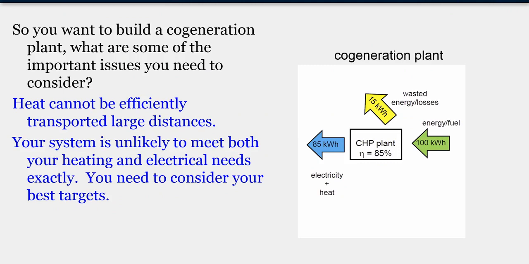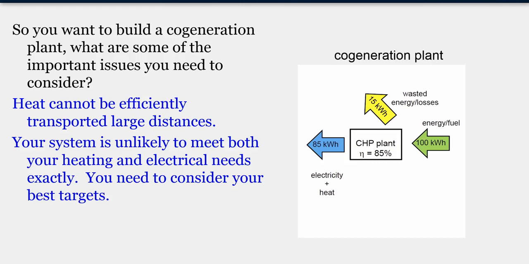One is, of course, the desired power output out of the plant and what we're going to do with the heat transfer. So I gave you an example of a system where we generated both power and heat that was used for sterilization purposes. So what are some of the issues that you want to consider if you're going to build a CHP plant? One is, very important, heat transfer cannot be efficiently moved very far. Distances will decrease the efficiency of the heat transfer.